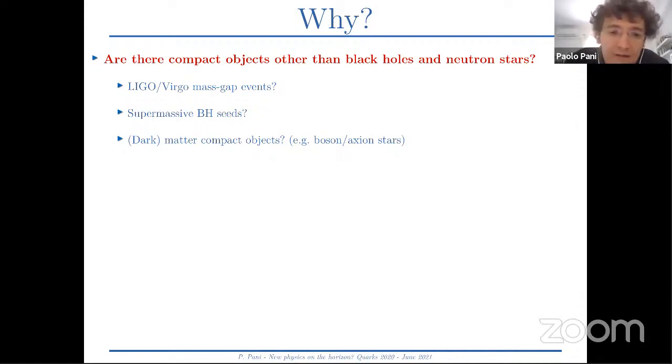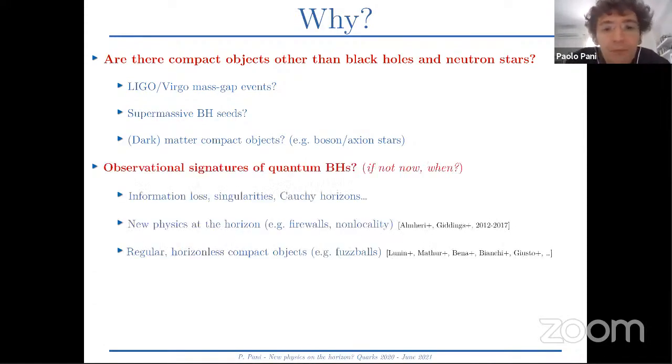And in general, since we know that most likely there is a dominant dark matter component in the universe, this dark matter component might form self-gravitating objects like boson stars or axion stars that we might also look for in data, essentially. The second motivation is more fundamental because we might want to test some quantum gravity paradigm that predicts new physics at the horizon scale. And they try to address the information loss paradox of the standard black hole evaporation, the singularities inside black holes, and problems in general associated with the interior of black holes.